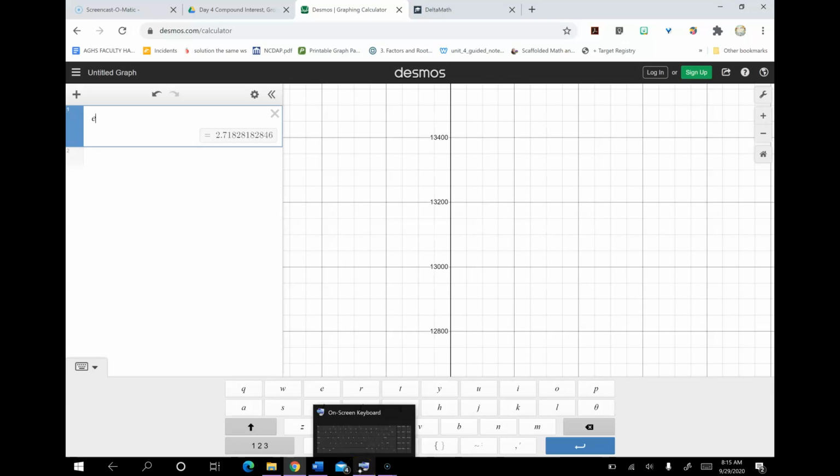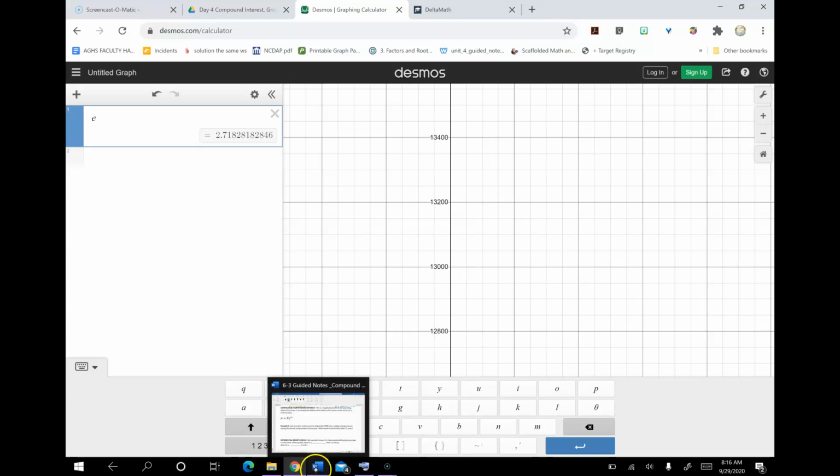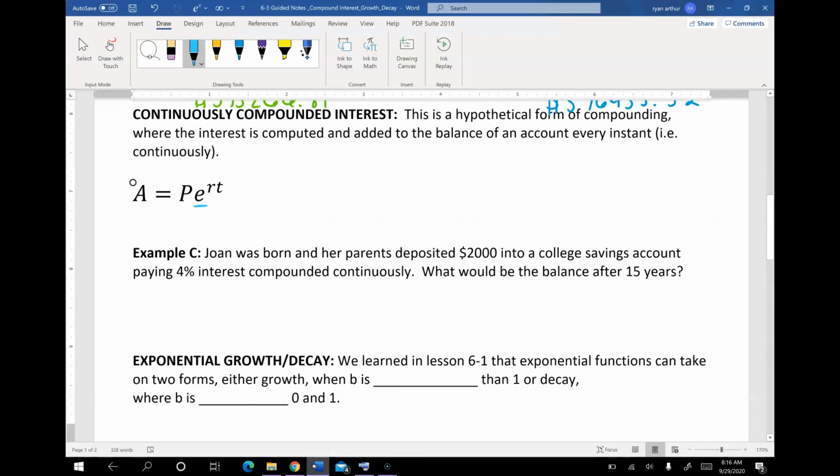So e is not a variable, so you're never solving for e. E is a number. You will never have to say, this number is e. Now, everything still means the same. A is still your final amount, P is still your initial amount, R is your rate in decimal form, and T is your time. Time is still in years.